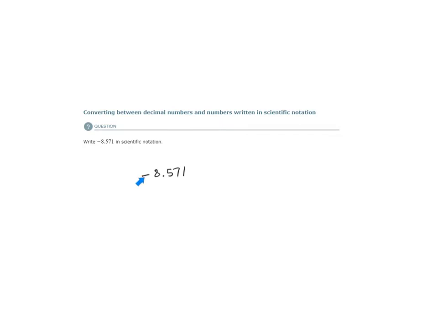It doesn't matter that this is a negative value, because as long as the absolute value of the number is between 1 and 9, 1, 2, 3, 4, 5, 6, 7, 8, or 9, we're good. And so if the decimal place is already here, then what do we do? I didn't have to move it to the right or to the left.